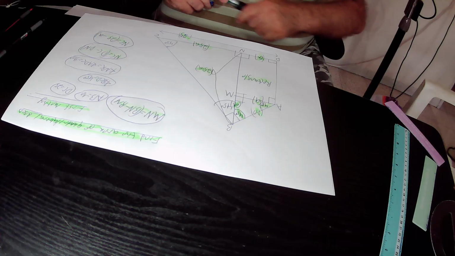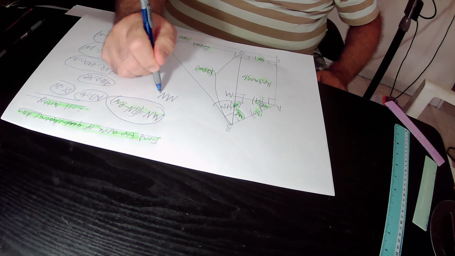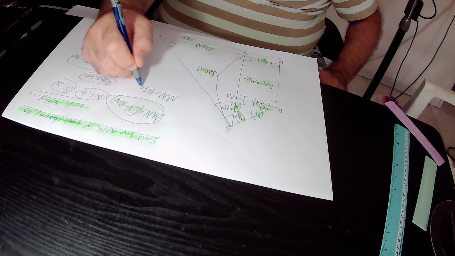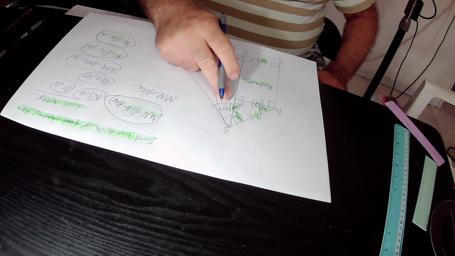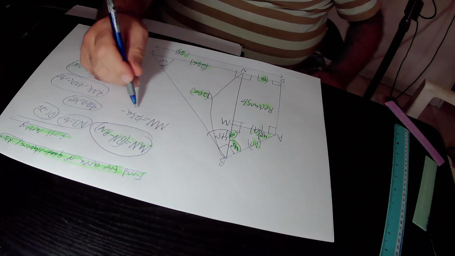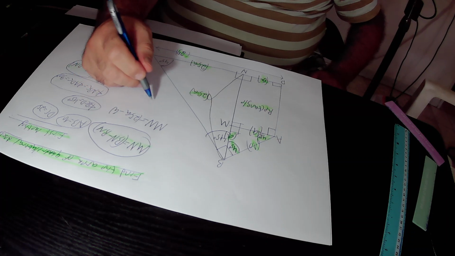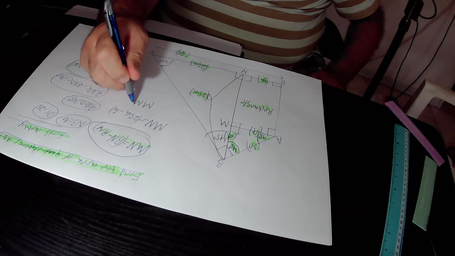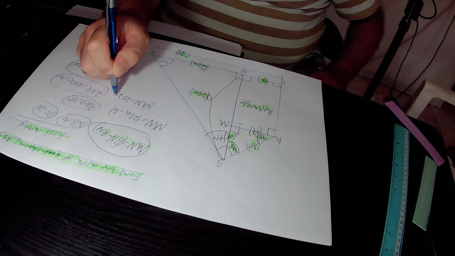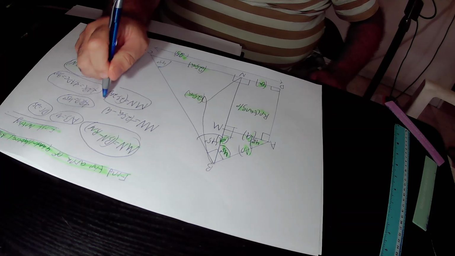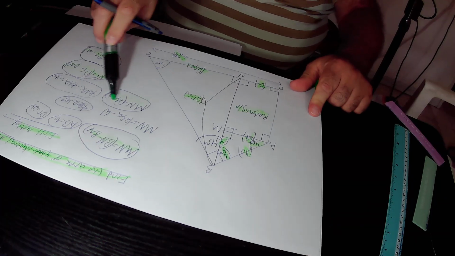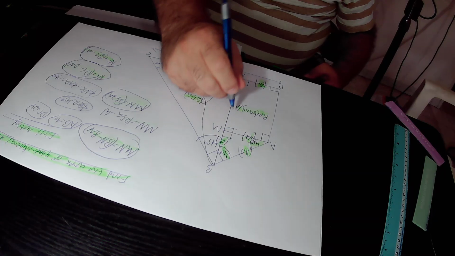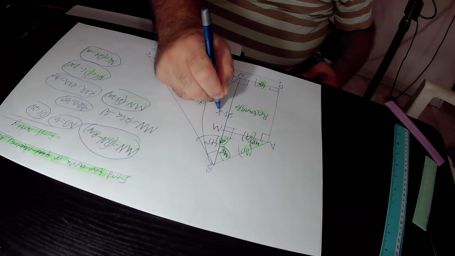So MN equals BN minus BM. BN is 25 minus A, and BM is A. So in total, MN equals 25 minus A minus A, that is 25 minus 2A. MN equals 25 minus 2A units in length.